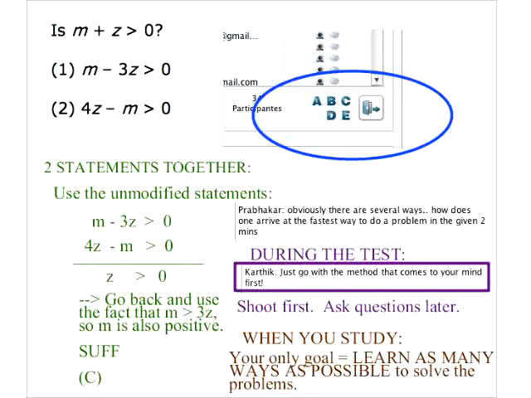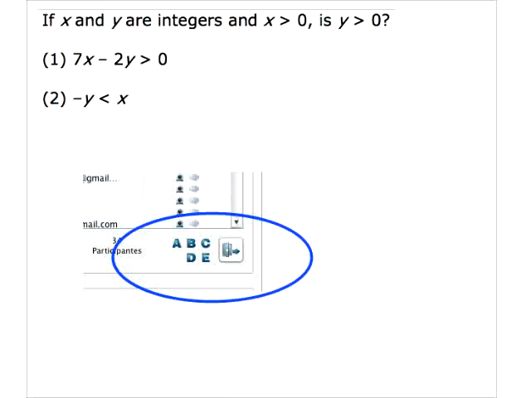So let's try one more, and it's basically time, but because we had those technical difficulties earlier, I'm going to go ahead and extend the session by one problem here. So let's do that. Let's try this.